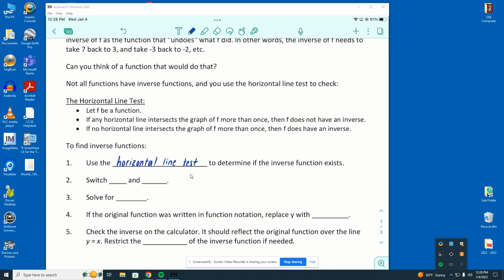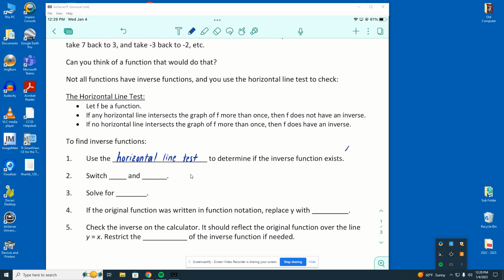If it doesn't pass the horizontal line test, you don't do step 2. Okay? You literally just write no inverse. It's really simple. Okay? So, after you have done the horizontal line test, again, like we said, if it doesn't work, you're going to simply write no inverse. But if it does work, you're going to move to step 2.